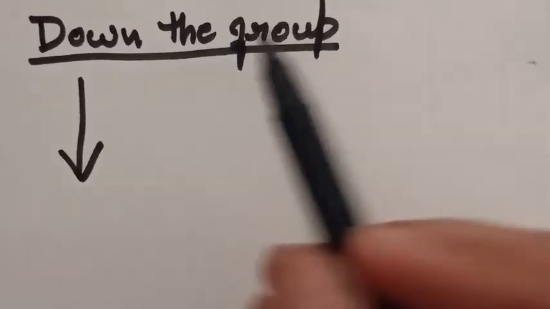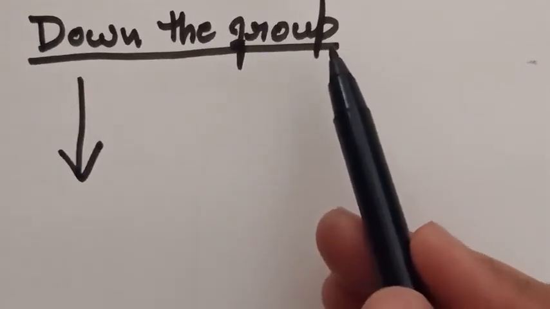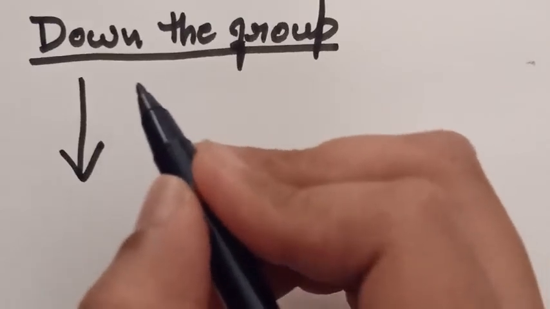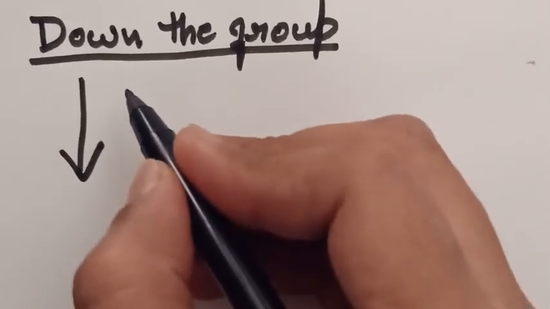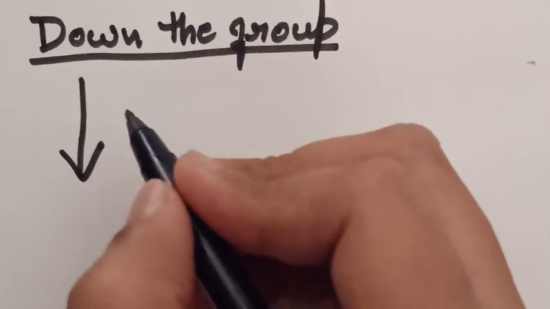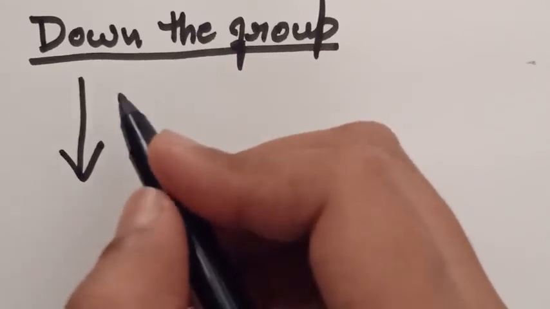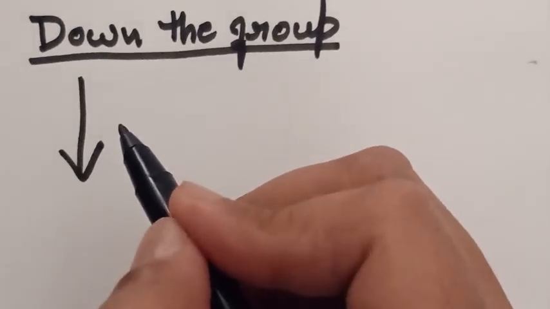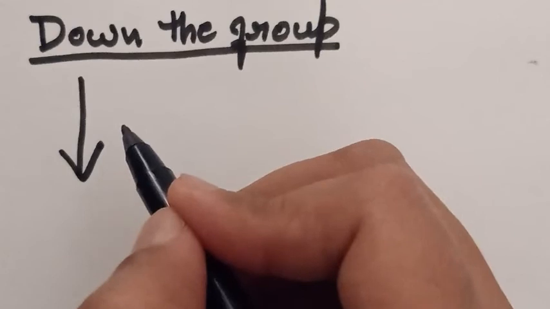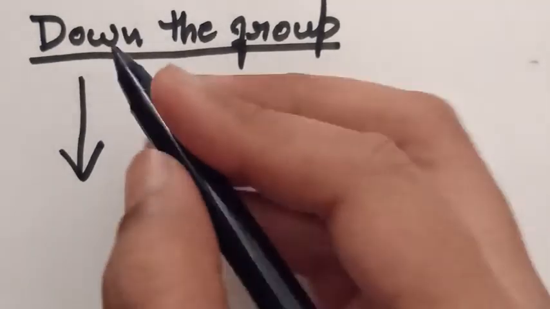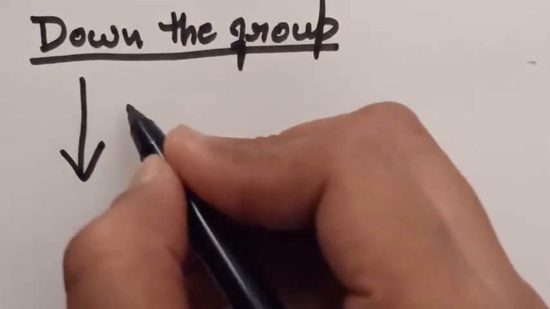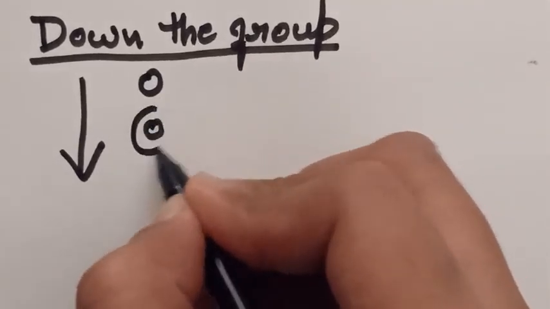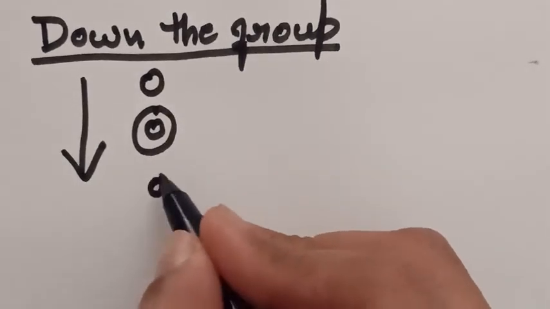All right students, while moving down the group, as we know, the shell number increases, which means the size of atoms increases progressively as one moves from top to bottom in a group. What is the reason behind this? Because with the change in period, the new element in the group adds an extra shell of electrons. If the first element in a group has one shell, then the second element has two shells and the third element has three shells.